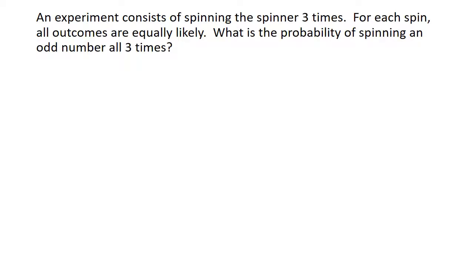So let's try another one. An experiment consists of spinning the spinner 3 times. For each spin, all outcomes are equally likely. What is the probability of spinning an odd number all 3 times?